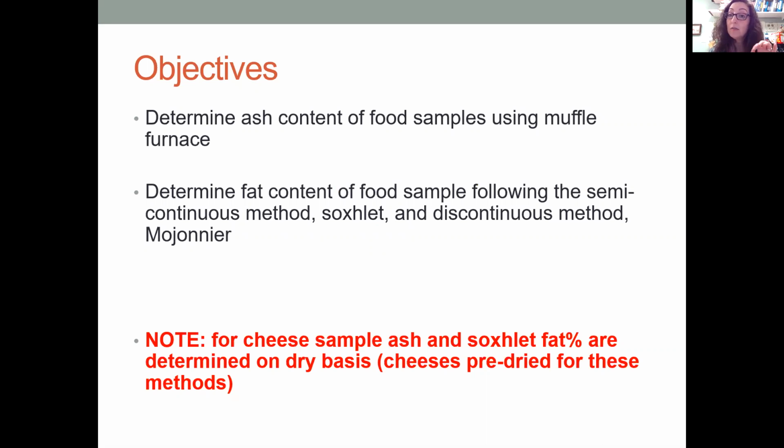Again, write it down in your lab notebooks, for all of you, not just the cheese group samples. Cheeses for ash analysis and fat analysis using Soxhlet only will be on a dry basis. All the cheeses using Mojonnier fat analysis will be as is, on a wet basis. Make sure you read your addendum, pay attention to the equations, and look at the summary tables you need to put in the lab report, so you know which value to report in which table. Wet basis, dry basis, make sure you do the correct calculation.